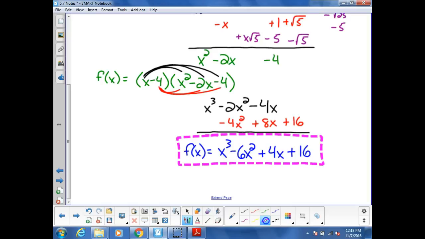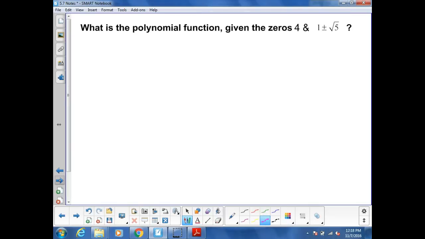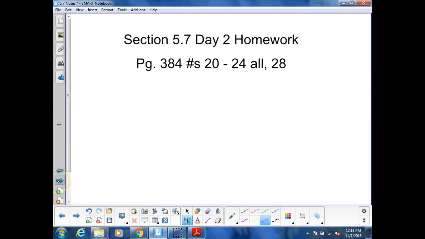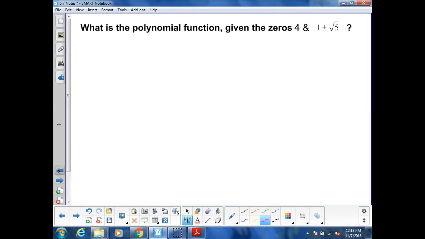Ready to try one on your own? Oh, what? Same one. Why is it doubled? Huh. Interesting. Oh, wait a second. That wasn't supposed to be. That's not supposed to be that way. So we'll just make one up here. Let's go with 3 and plus or minus 2i.